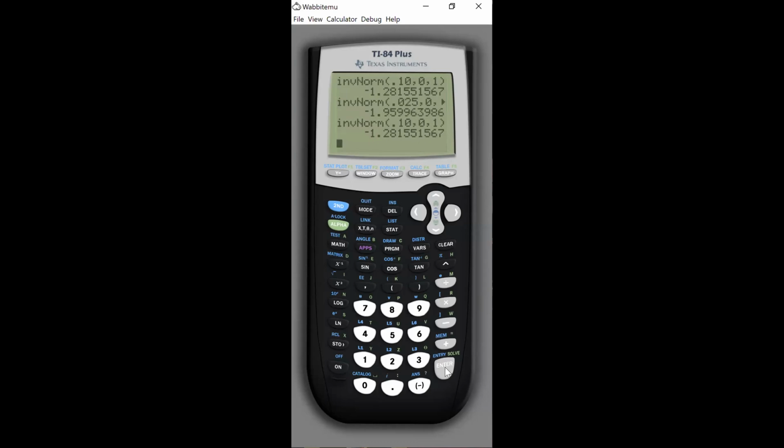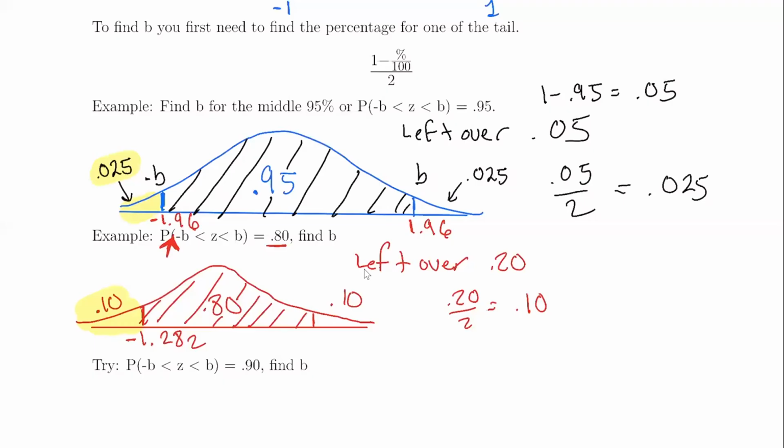And we'll find negative 1.282. So that's what we got for the left tail. So the left tail z-score is negative 1.282. If I want to find the right tail z-score, it will pretty much just be the same value. The only thing that will be different is instead of it being negative, it should be positive now. So this one will be positive 1.282.